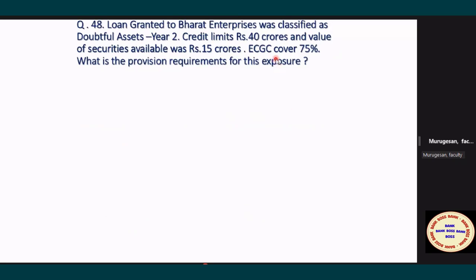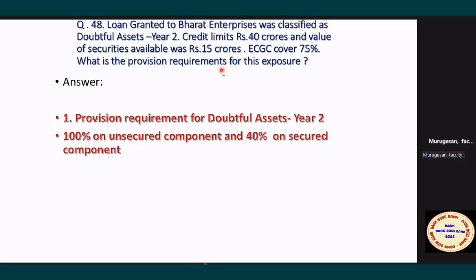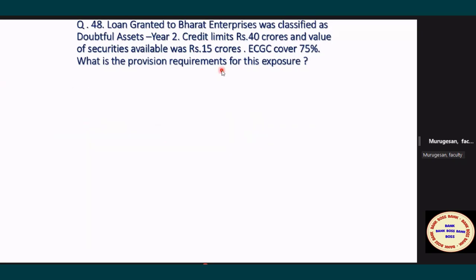Now I am bringing ECGC cover. Loan granted to Bharat. Now same question, but I am bringing ECGC cover. Now the calculation will undergo a small change. Just to keep you alert, I have brought this question. Okay, now year 2, one question only, ECGC. Year 2, credit limit 40, value of the security 15.